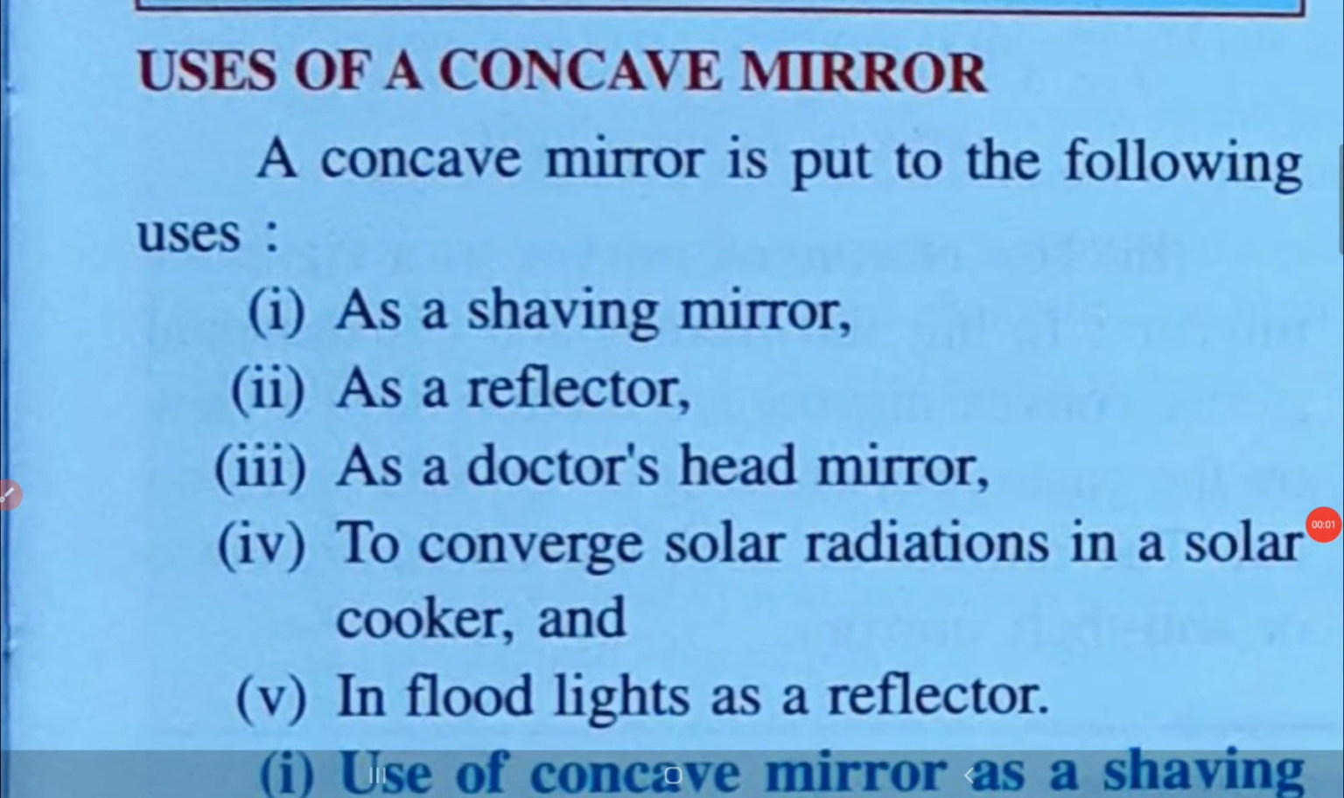This video is for class 8 physics and we are doing uses of concave mirror. A concave mirror is put to the following uses. Number 1, as a shaving mirror, because it can form a virtual and enlarged image. Number 2, as a reflector. Number 3, as a doctor's head mirror. Number 4, to converge solar radiations in a solar cooker. And in floodlights as a reflector. So let us discuss these points one by one.